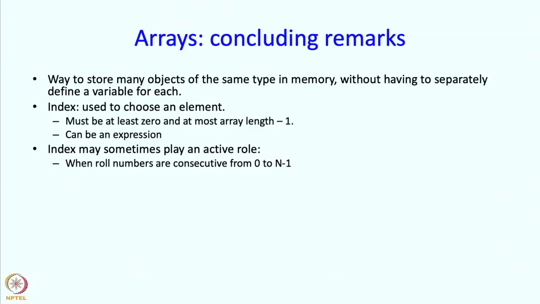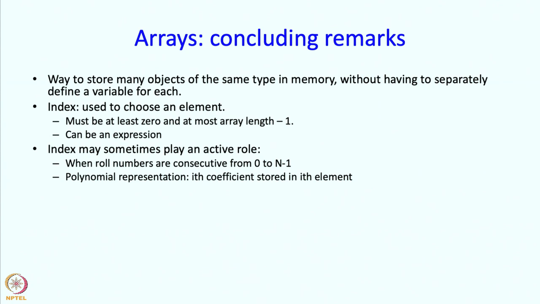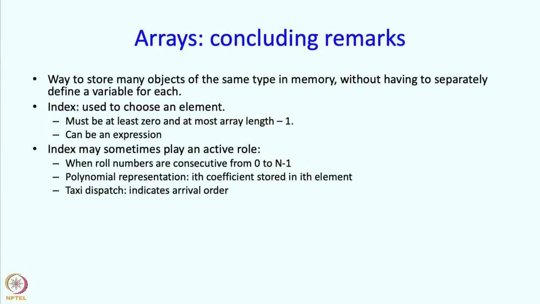And when we are dealing with certain kinds of problems, okay, so if say in the case of the roll numbers, if the roll numbers are in 0 through n minus 1, we do not really need to store the roll numbers. Similarly, in the polynomial representation, we had n coefficients, but we do not need to store i, we just have to store ci, or the ith coefficient, okay. Because the coefficients are stored in sequence, we know which coefficient corresponds to which power in the polynomial. In the taxi dispatch, okay, the position, the index also played an active role, because using that and using that variable front, we could figure out which taxi driver came earlier and which taxi driver came later.